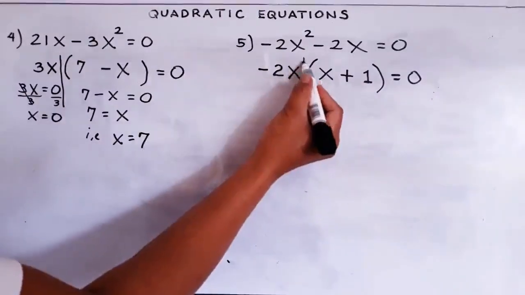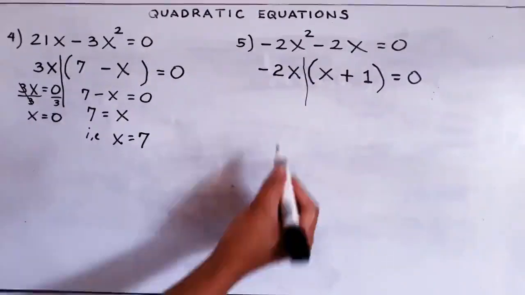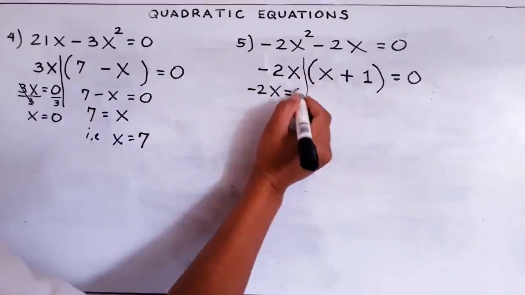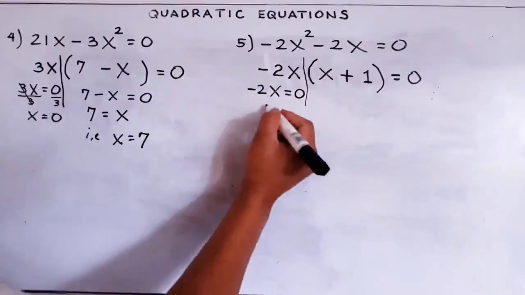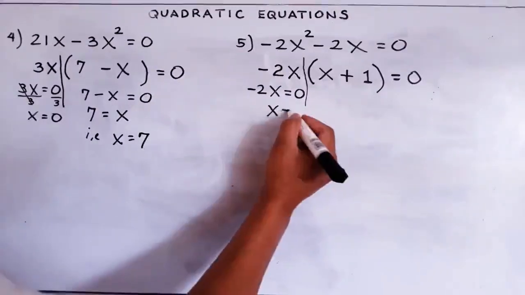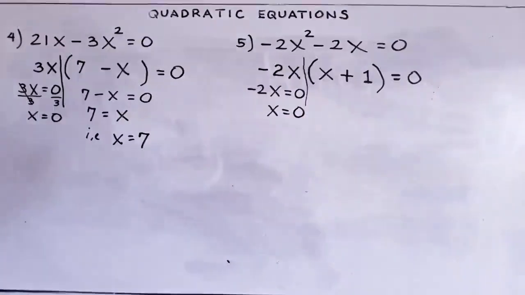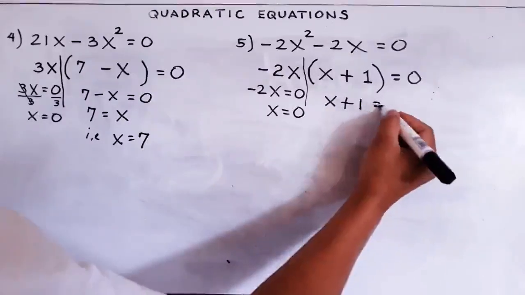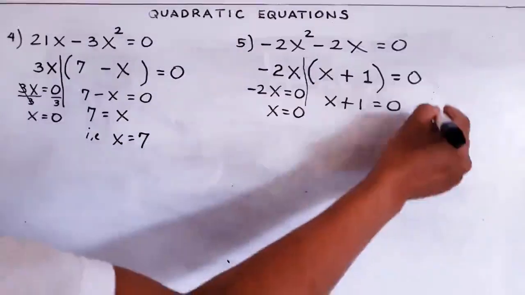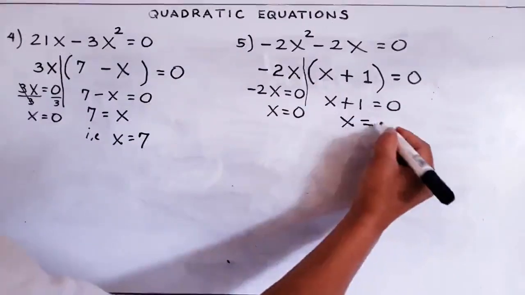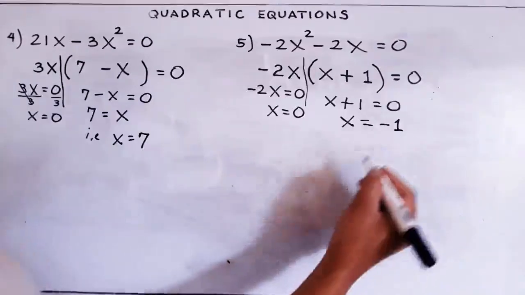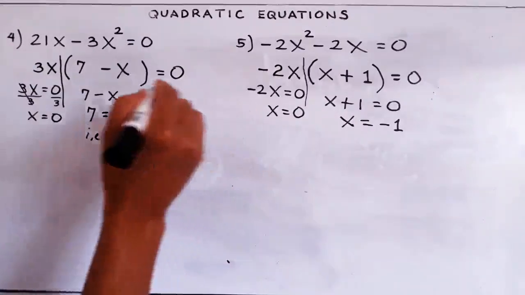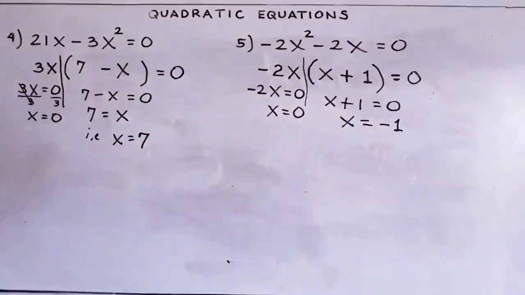We equate them. This one is 1 factor, negative 2x another factor, and x plus 1. So we have negative 2x is equal to 0, over negative 2, over negative 2, and x here is equal to 0. And on the other side, we have x plus 1 is equal to 0, transpose 1 there, and x is equal to negative 1. Okay, that's it for the common monomial factoring method of solving quadratic equations.